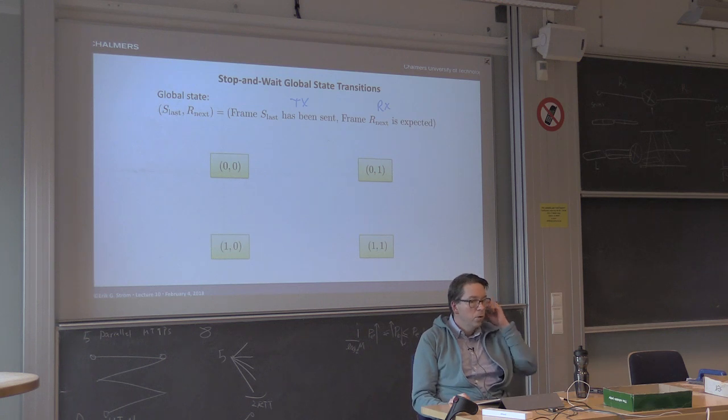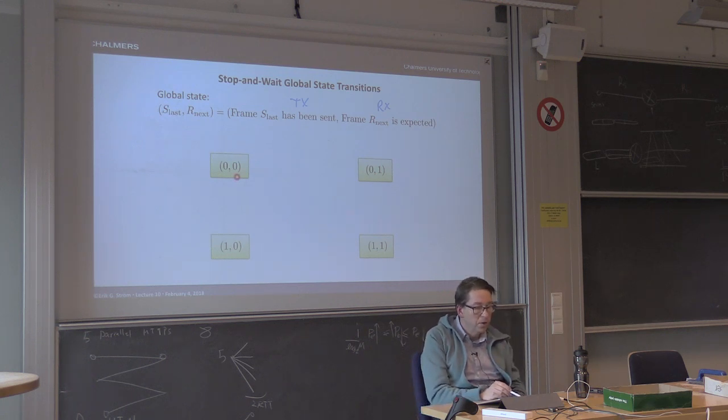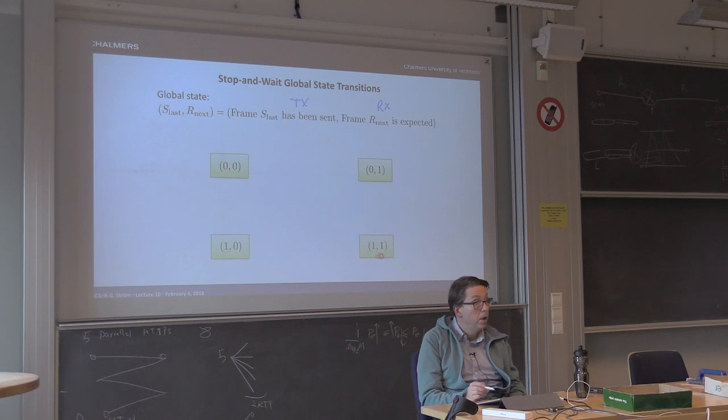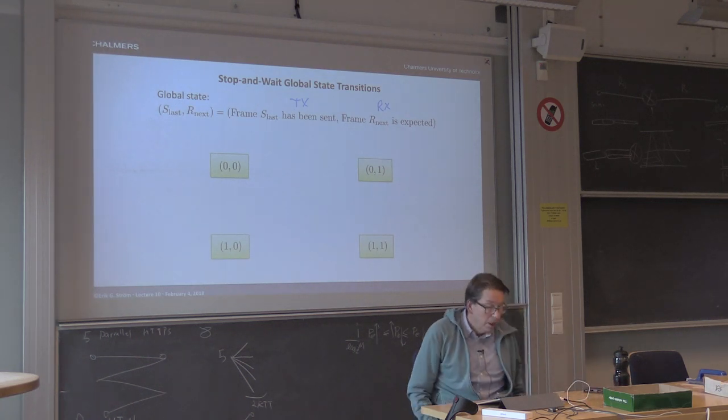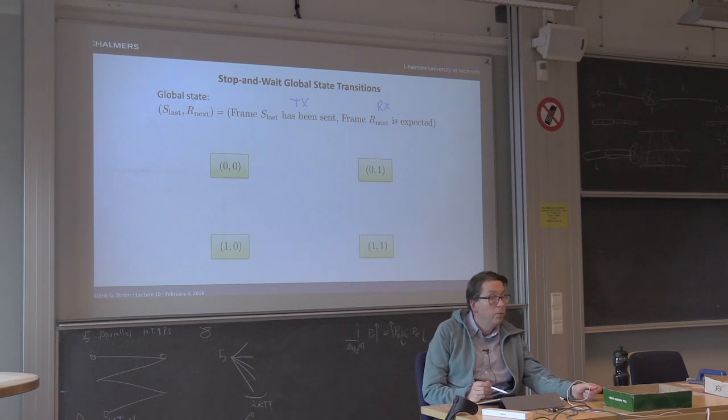Okay, and we need to, okay, so what are the possible states? Well, it's 0,0, 0,1, 1,0, and 1,1. These are the possibilities, right? There are no other possibilities because S last and R next are binary. Okay, so we need to start somewhere. And remember that we initiated S last to be 1 and R next to be 0. And the first frame causes S last to go from 1 to 0. Okay, so let's assume that we are in this state, meaning that we have transmitted 0 and the receiver expects to see 0.